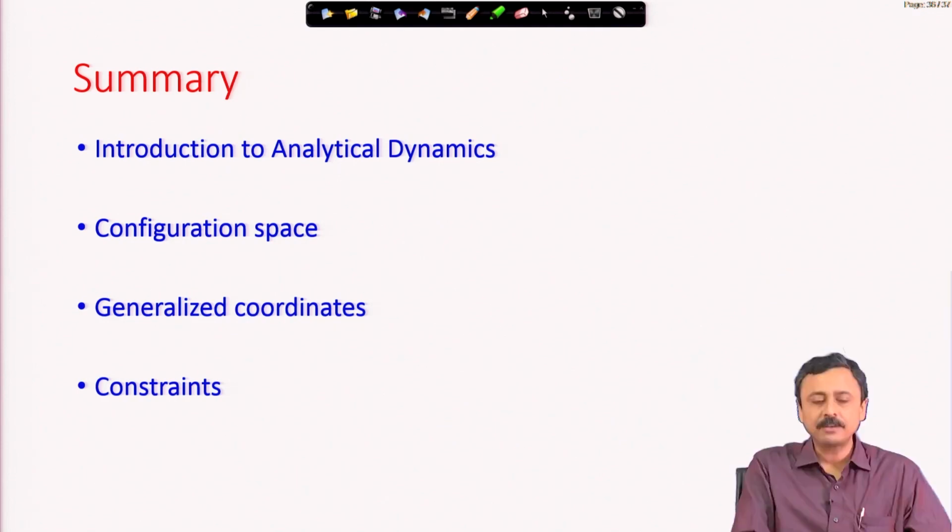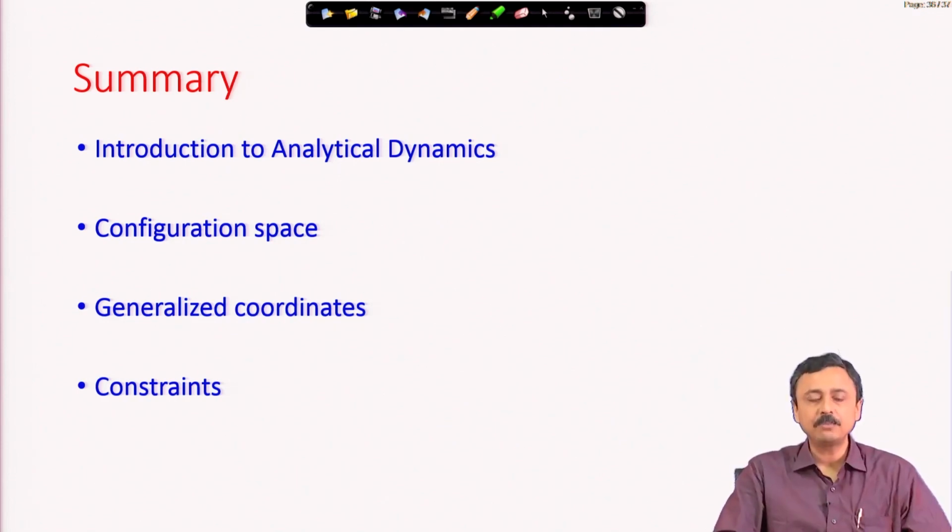To summarize, we have introduced analytical dynamics, we have looked at configuration space, which fixes the configuration of a dynamical system using the generalized coordinates, and we have looked at some examples and constraints. With that, I will close this lecture.